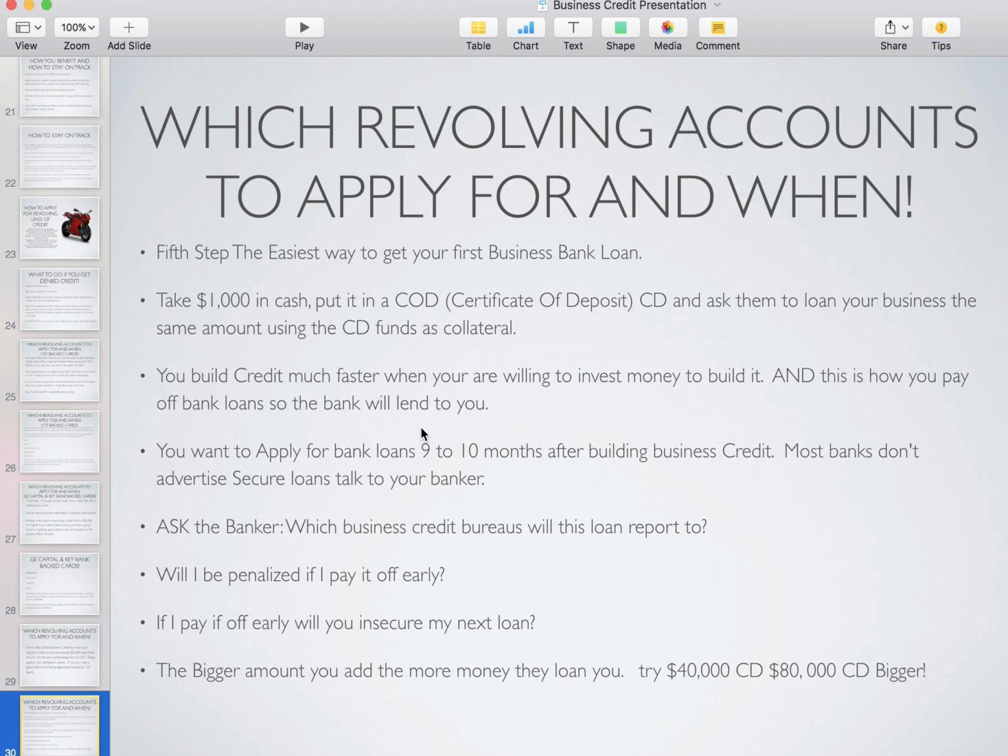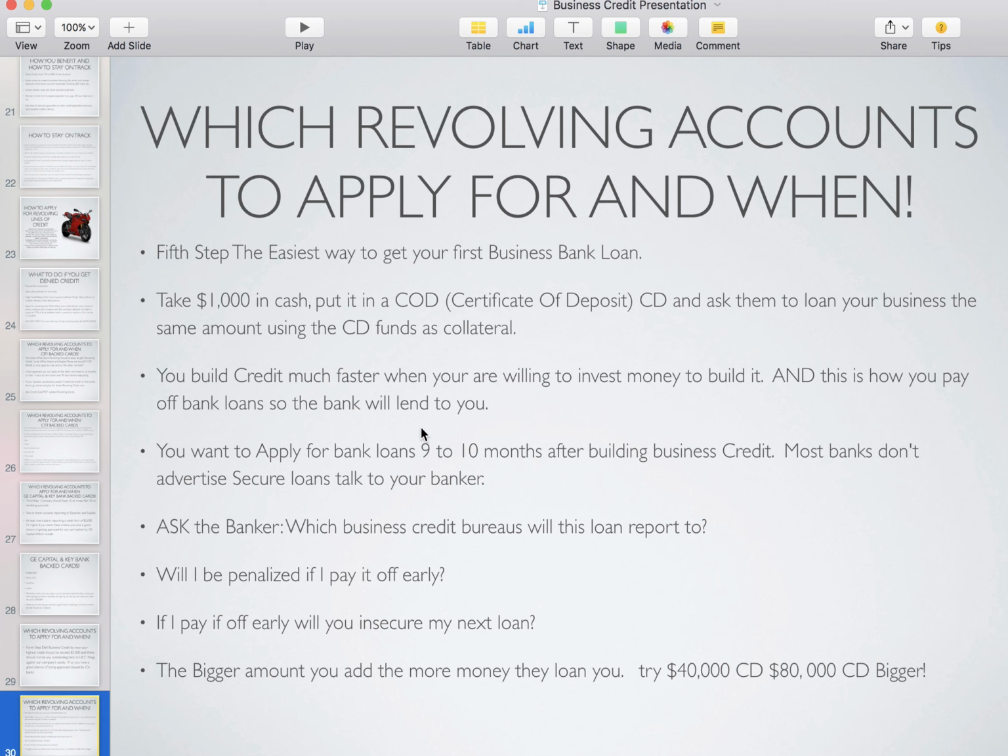This is how you pay off loans. You pay off loans, you take your own money and you get started. You use your own funds as collateral. I mean, nobody's going to believe in you if you don't believe in yourself, right? So you build business credit much faster when you're willing, like I said, to take money and invest into it. Now, if you do that, you can apply for a bank loan after 9 to 10 months after building business credit.